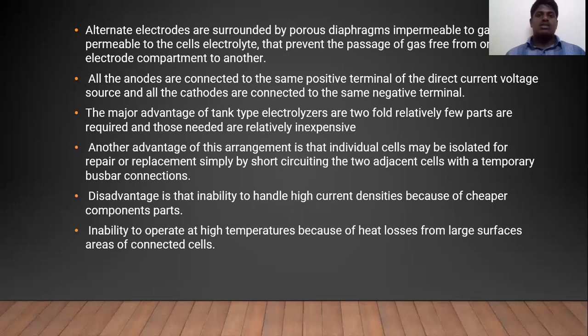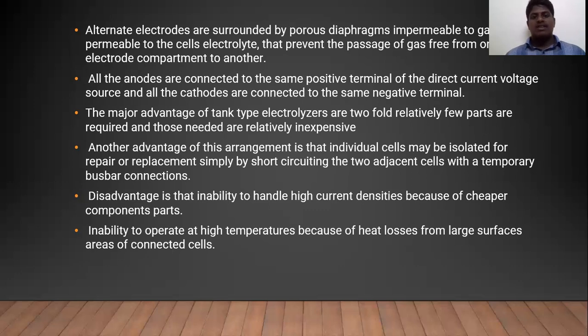Alternate electrodes are surrounded by porous diaphragms, impermeable to gas but permeable to the cell's electrolyte, that prevent the passage of gas from one electrode compartment to another. All the anodes are connected to the same positive terminal of the direct current source, and all the cathodes are connected to the same negative terminal.